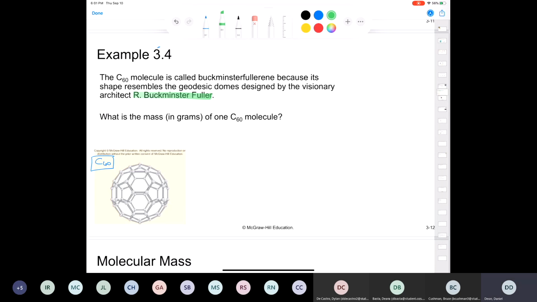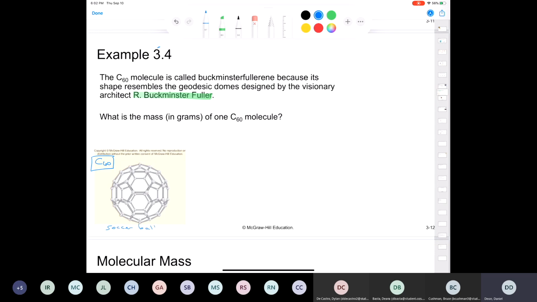Anyhow, it says here, what's the mass in grams of one C60 molecule? Just what's the mass if I have one of these? And if you're thinking, hey, that looks an awful lot like a soccer ball, it does. It does look just like a soccer ball. In fact, in my office at UCCS, I actually have a model of Buckminsterfullerene hanging from the ceiling. So we can put here soccer ball.